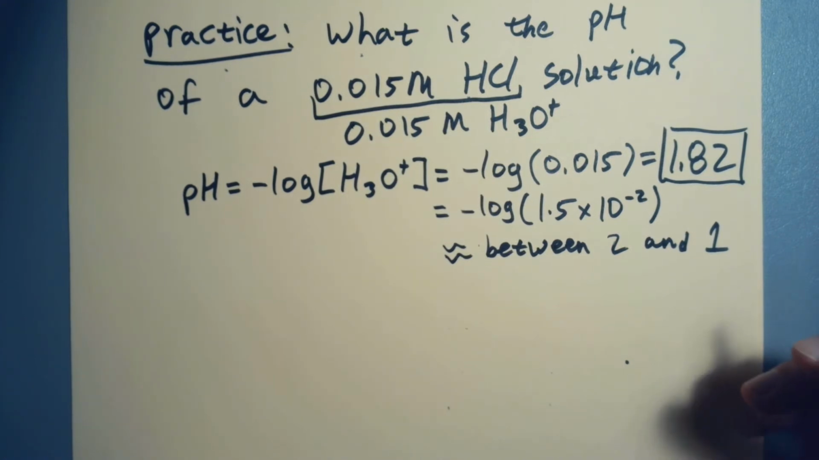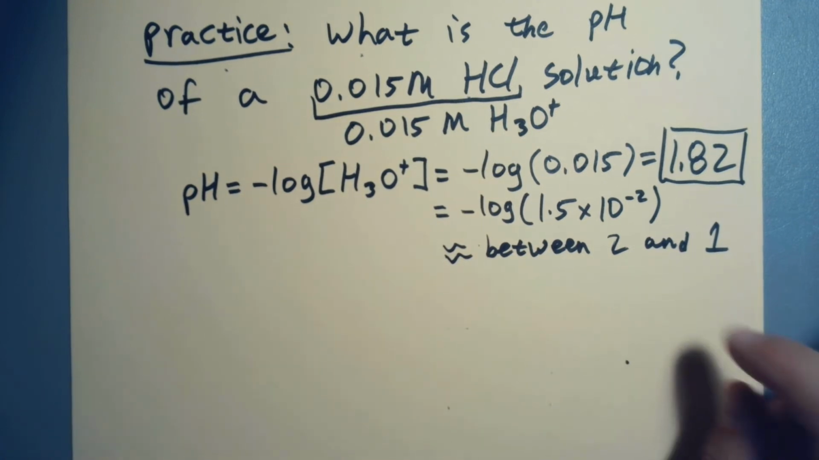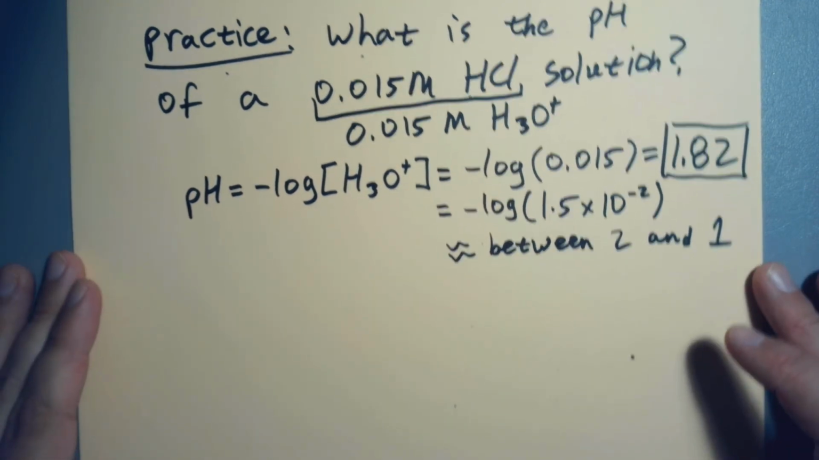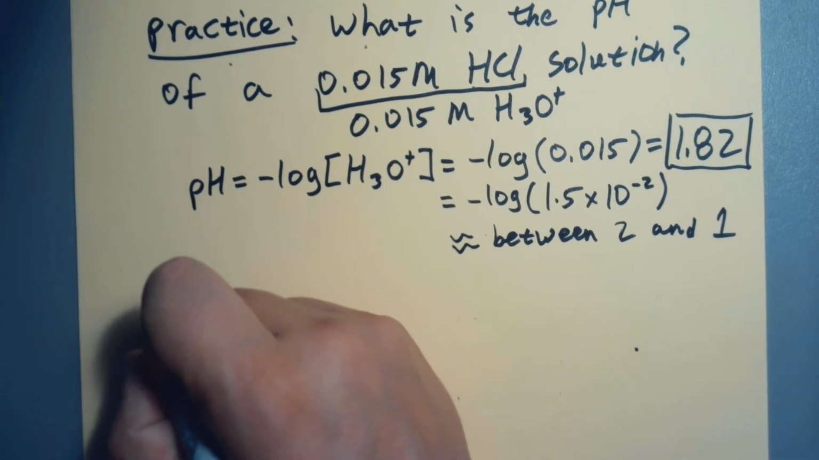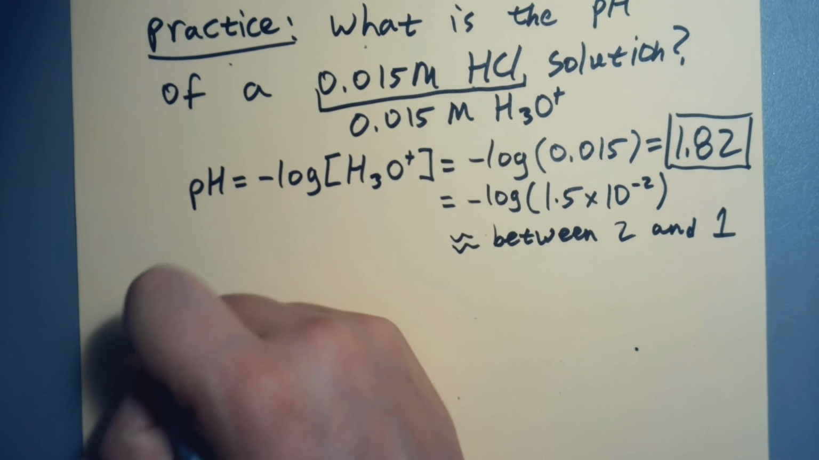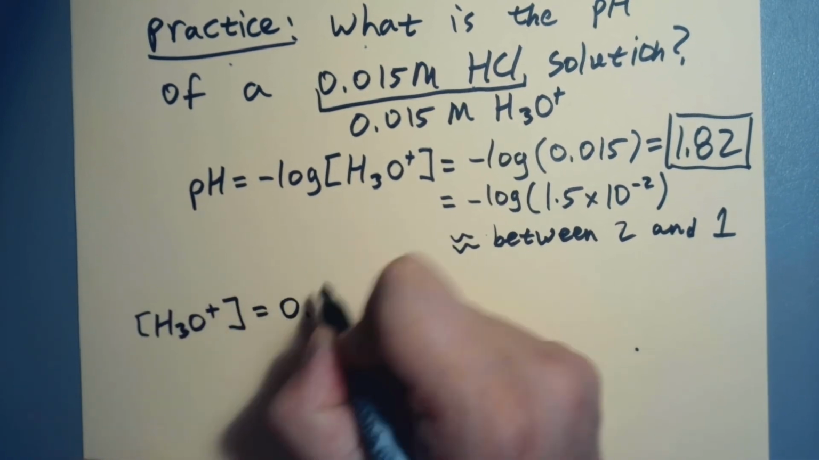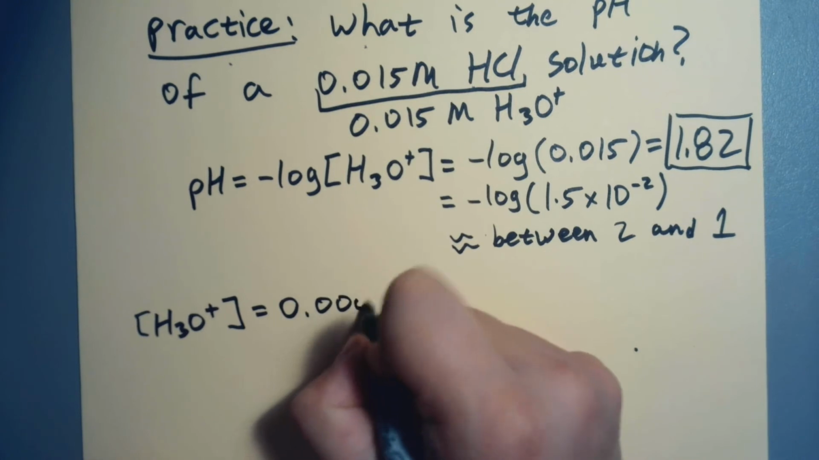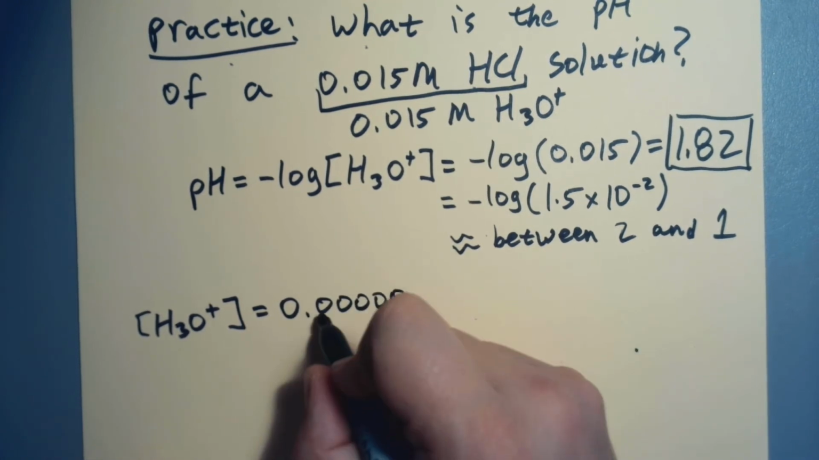Alright. What else can we practice here? We'll do one more like this, and then we're going to go the opposite direction. We're going to use pH to find concentration. So if our concentration of, and I'll just be real straightforward with this one, I'm not going to make up a whole story, is 0.00001.